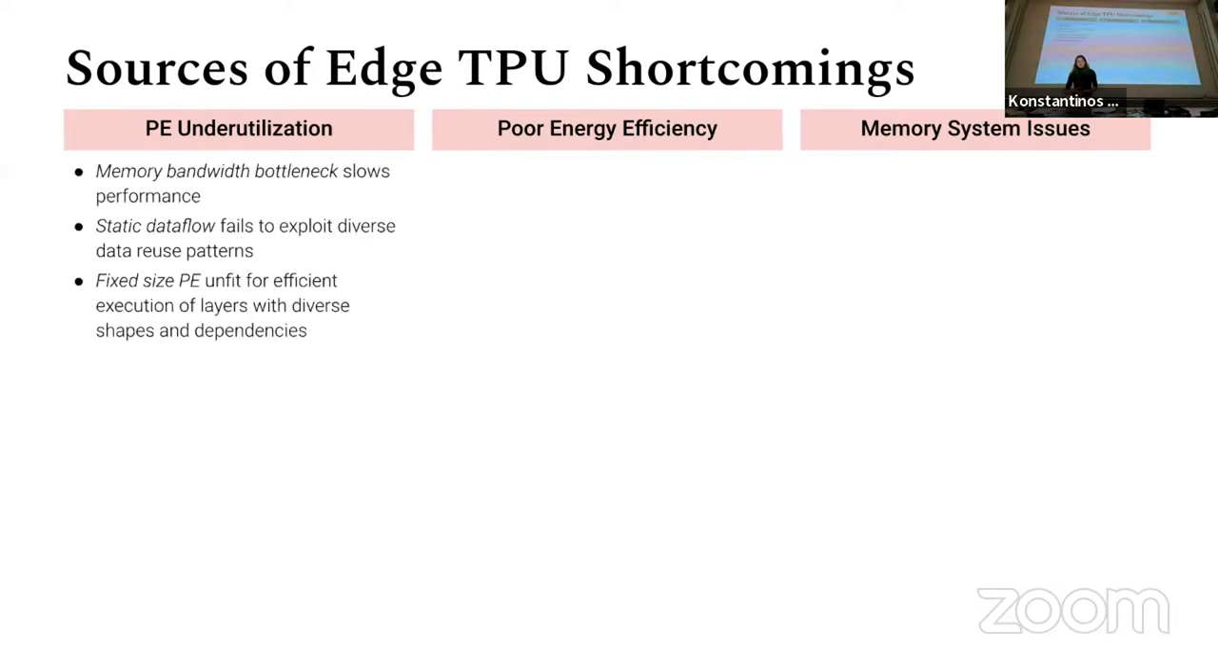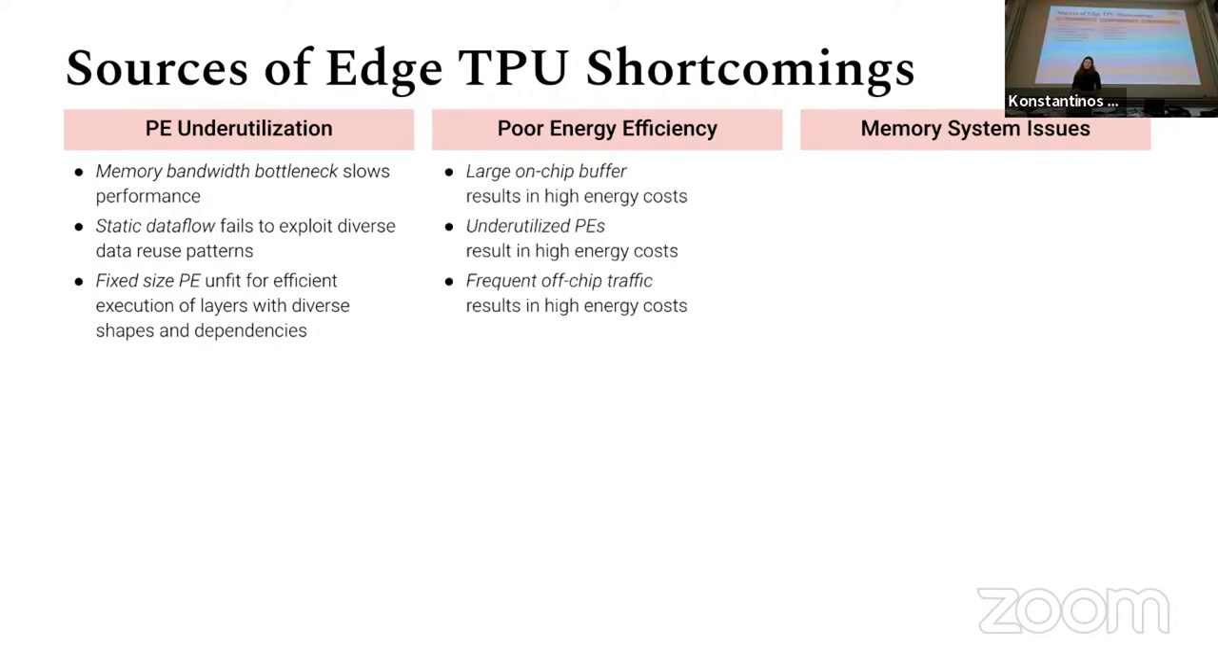If we look at the PE underutilization, for example, we see that most executions suffer from memory bandwidth bottlenecks, particularly those which have very low reuse pattern, as well as large footprints. We also identify that this static data flow fails to exploit a lot of different data reuse patterns. So it's very efficient, for example, for CNNs, but it doesn't deploy the other reuse patterns. And then we also see that the fixed PE size is very unfit to efficiently execute different shapes and dependencies. As I've mentioned, for example, we don't schedule the gate computations in parallel, but sequentially. We also identify that the large on-chip buffer results in high energy costs.